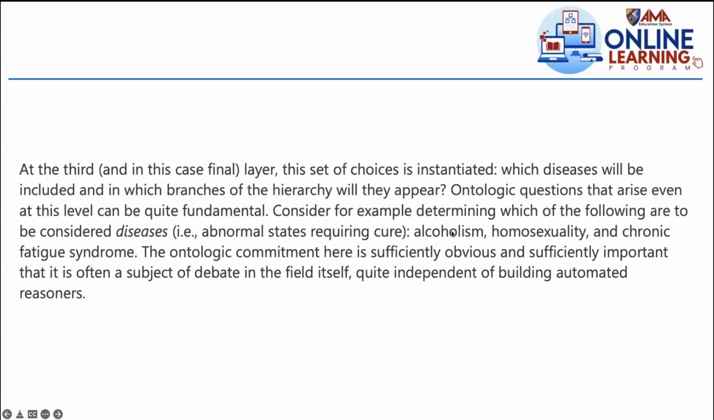Consider, for example, determining which of the following are to be considered diseases, abnormal states requiring cure: alcoholism, homosexuality, and chronic fatigue. So the ontological commitment here is sufficiently obvious, and sufficiently important. Because remember, the ontologic commitment, as we discussed at the beginning, has to do with the language or the vocabulary. So there's initial data that you have to put in your AI machine, like these diseases. That's why that machine will deal with big data, because you'll be the one to decide what diseases to put.